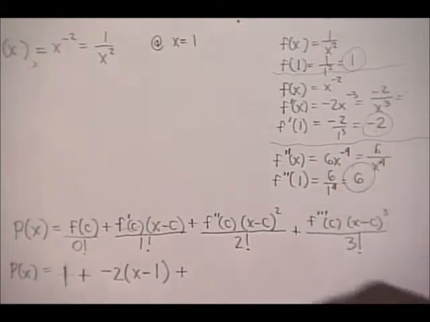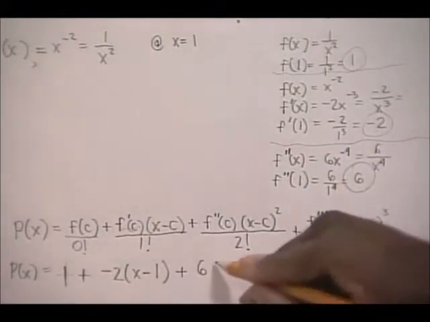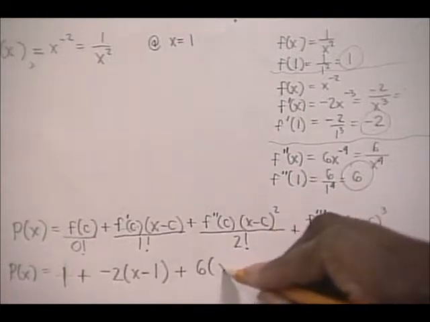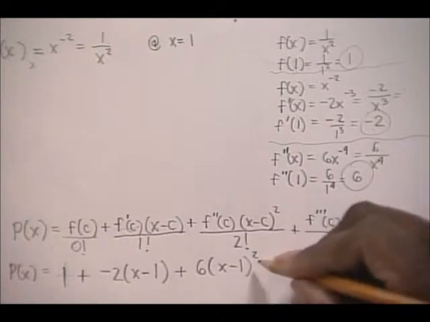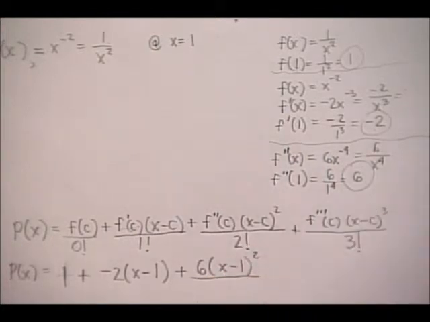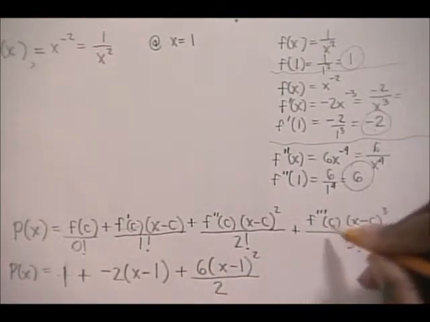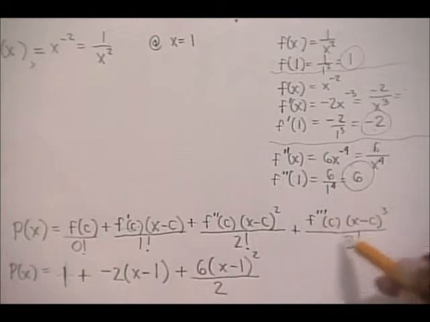That was for us 6. So we have 6 times x minus c. For us, c was 1. So we get (x minus 1) raised to the 2nd power over 2 factorial. 2 factorial, that's just 2 times 1, which is 2. And now we didn't determine the 3rd derivative, but we can do it over here.